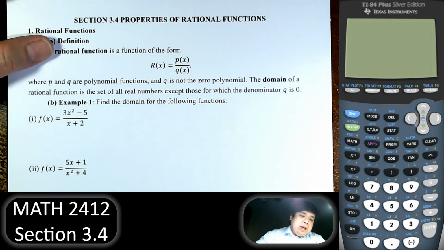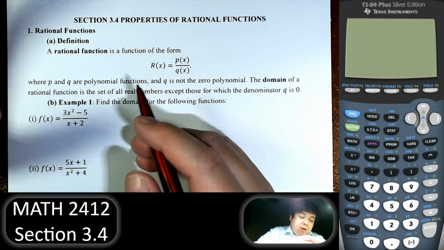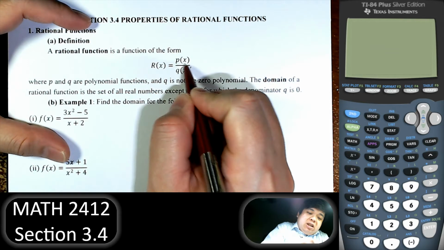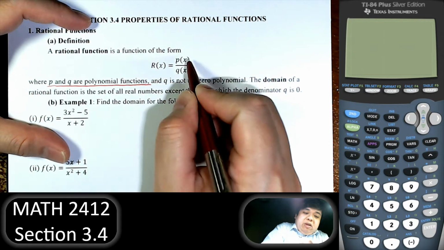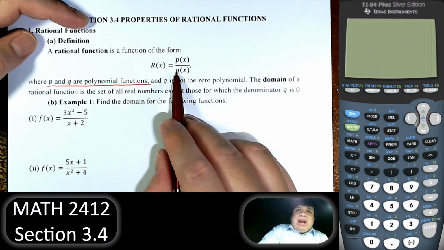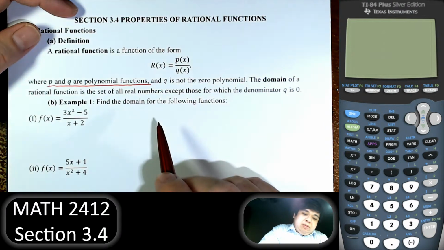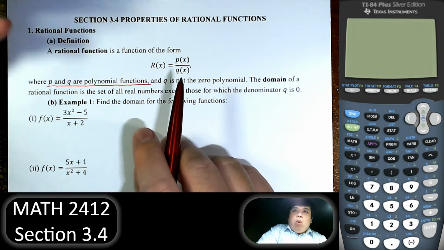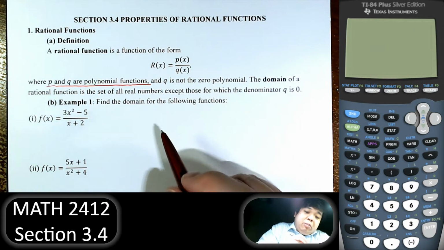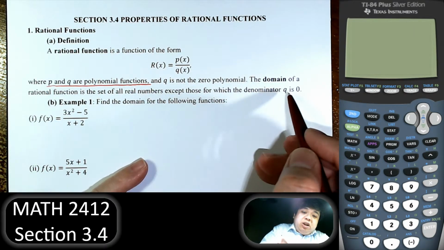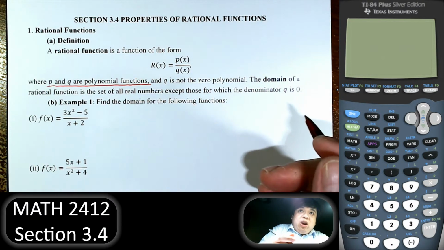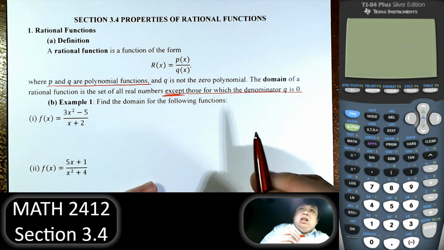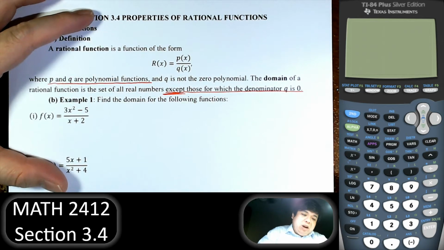A rational function is the ratio of two functions, but in this context we define it as the ratio of two polynomials. So we have p of x over q of x, where p of x and q of x are polynomials, and of course we cannot divide by 0. The domain of the rational function is the set of all real numbers such that the denominator is not equal to 0. We accept those that make the denominator not equal to 0. Let's find the domain of this function.